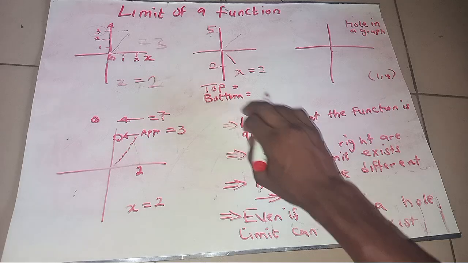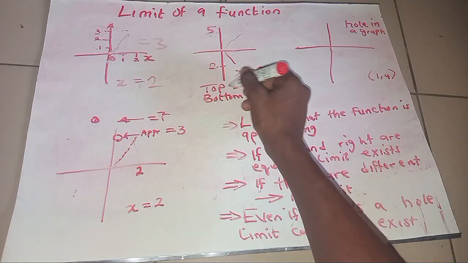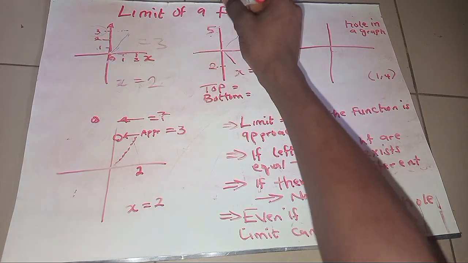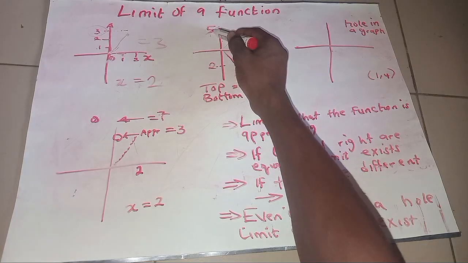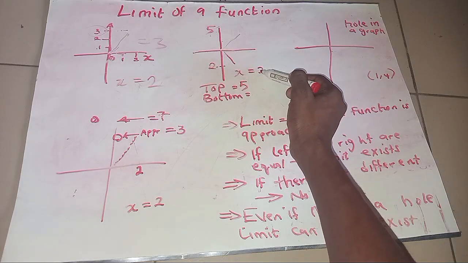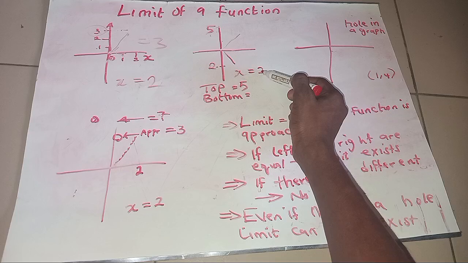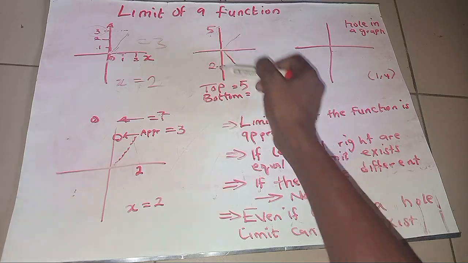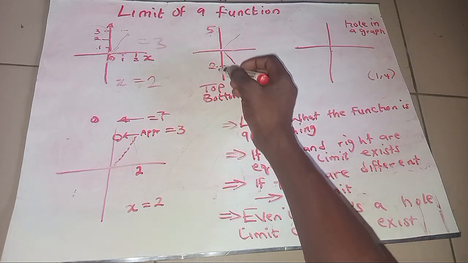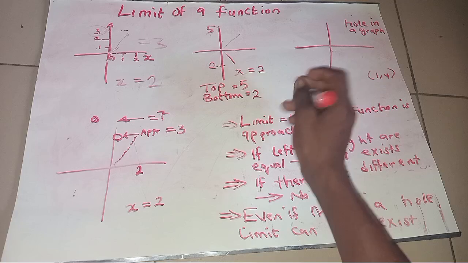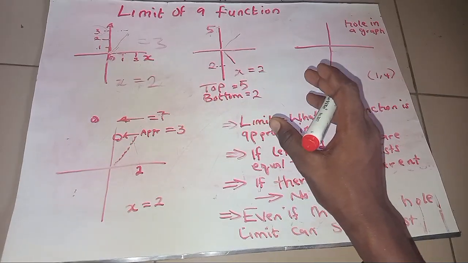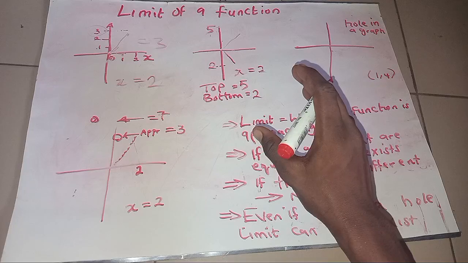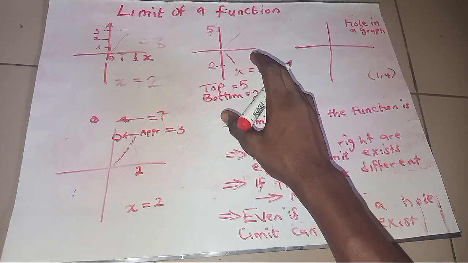So now from the top, the limit of this function is going to be 5, because that is what this is approaching when x is 2. You understand me? So that is what this is approaching. Now from the bottom, it is 2. Now if you look at this, there are two different values. And in the limit of a function, two different values cannot be in both the left or the right.